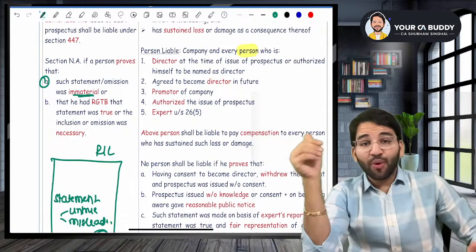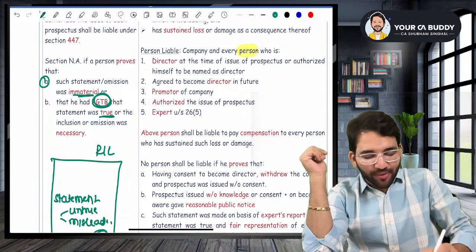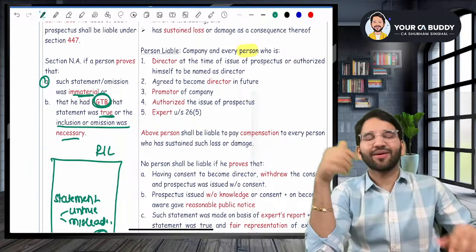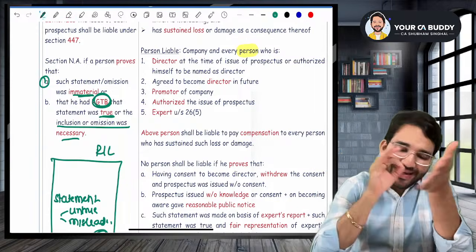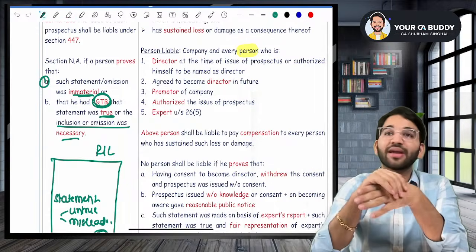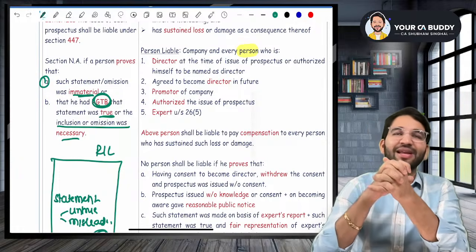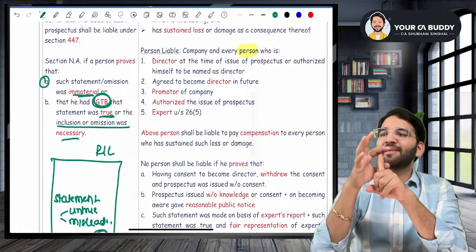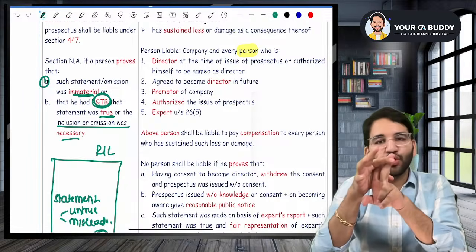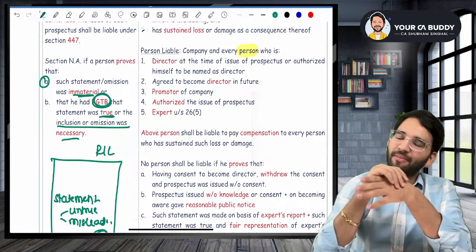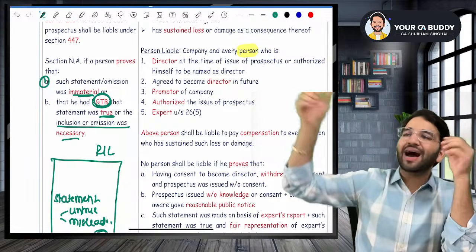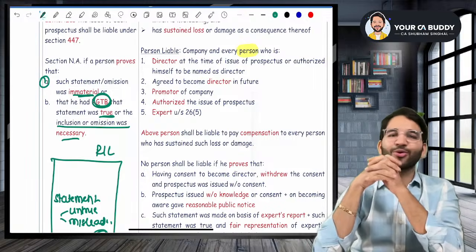Number two, if you had reasonable ground to believe that the statement was true or the inclusion or omission was necessary. What do I mean? If when you were writing that statement, you thought it is true, and you prove that, then you can escape the liability. So two keywords, number one, immaterial, number two, necessary. True and necessary. If you remember these two keywords, you will be able to write. RGTB is reasonable ground to believe.